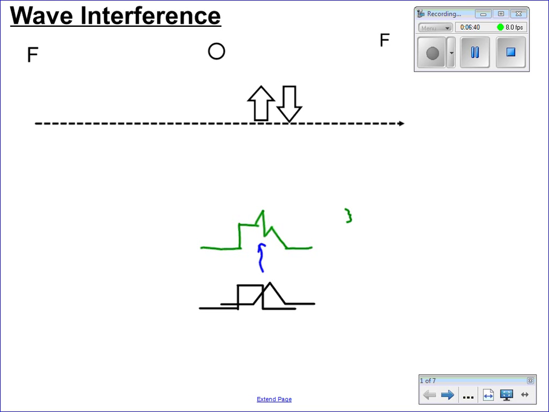So that's kind of weird looking, isn't it? But that's what the waveform is going to do. When the two waves pass through each other, they're going to constructively interfere with each other to cause that effect.